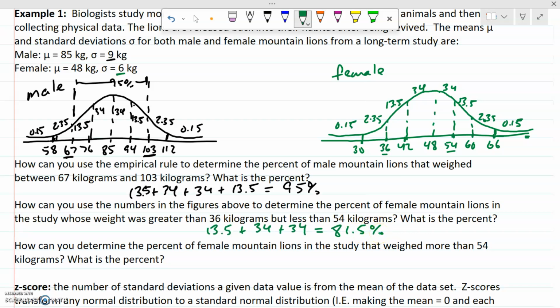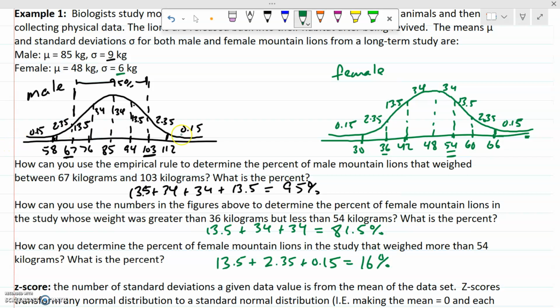And then the last question. It says, how do you determine the percent of female lions who weighed more than 54? So the more than 54 starts here. That takes 13.5, 2.35, and 0.15. When you add those together, you wind up getting exactly 16%. So that's how you use the normal distribution curve to answer questions on these. And that's it. On your formula sheet, you do the same thing.